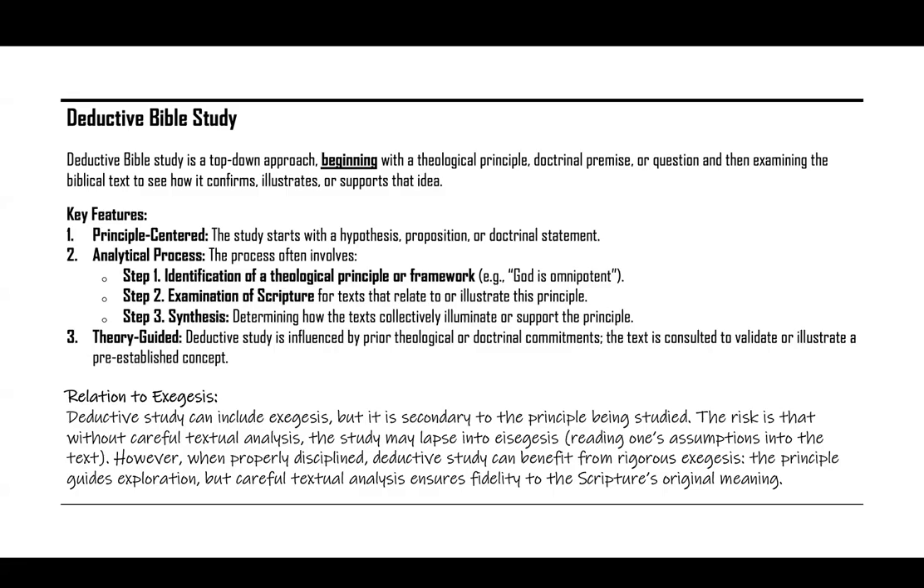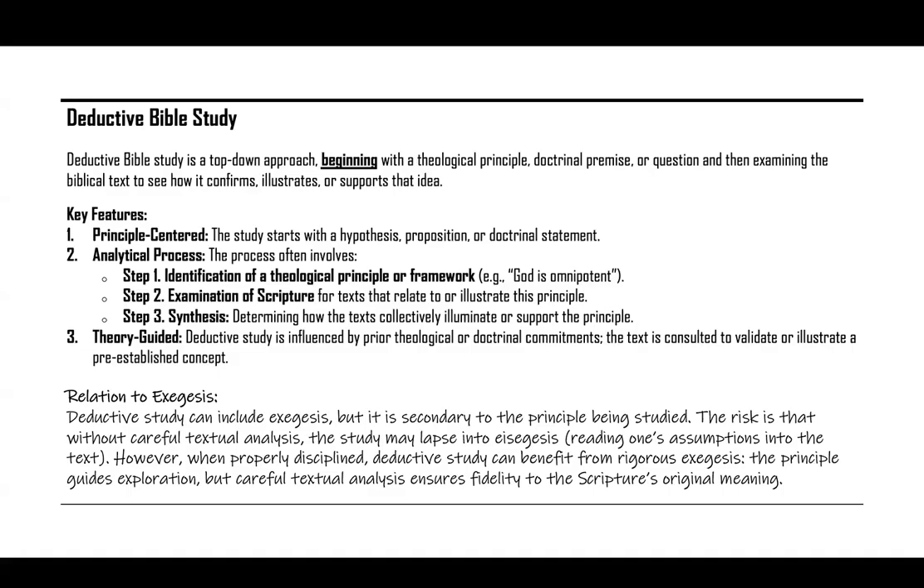And this is what sometimes, in very broad ways to say it, is when we are doing theology before even paying attention to what the context of a passage or situation is. So the key feature is that it is principle-centered. Remember, not text-centered. Principle-centered: the study starts with a hypothesis, presupposition, or doctrinal statement. And then the process is also in three steps.